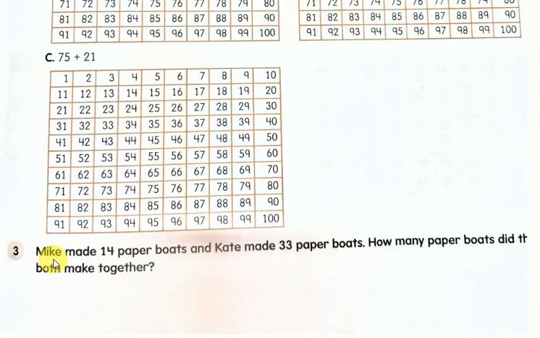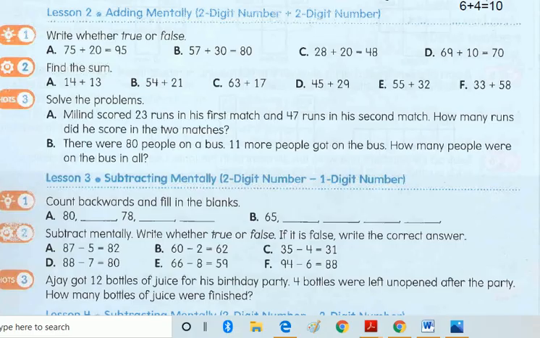See question number 3. Mike made 14 paper boards and Kate made 33 paper boards. How many paper boards did they both make together? Together means you have to add both of them together. Addition 33 plus 14. So again in the same way, start with the bigger number, count the number of tens, then count forward the number of ones. Okay, 33 plus 14.